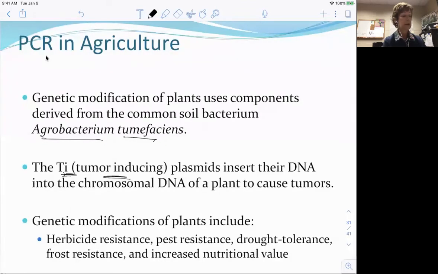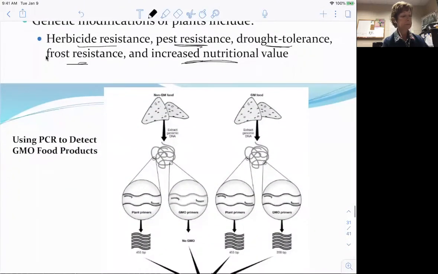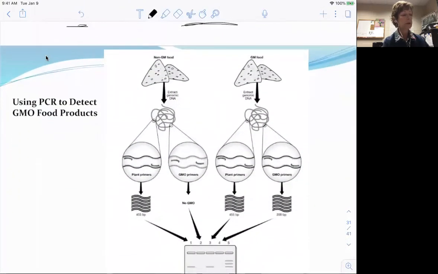And so the traits that we're interested in are things like resistance to herbicides, so we can spray fields for weeds and our crop doesn't die. Resistance to pests, so that if the pest is trying to feed on it, there's a toxin in the plant now and it will kill that particular pest. And things like drought tolerance, frost tolerance, and actually an increased nutritional value in some cases. So all these are things that have been engineered into several different crops, and we'll talk about those a bit later.